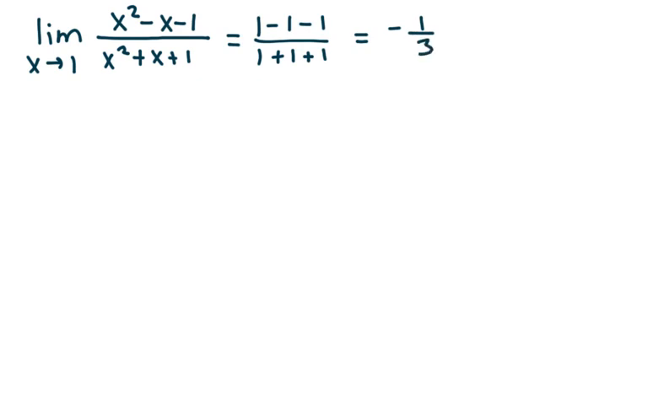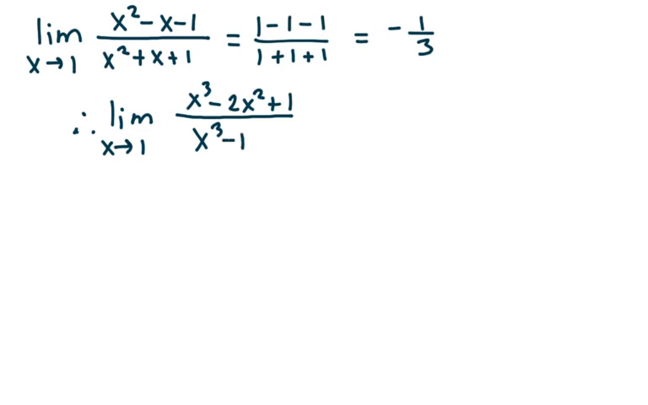And so therefore, the limit as x goes to 1 of x cubed minus 2x squared plus 1 divided by x cubed minus 1 is negative 1/3. And that's example 3. Let's take a look at example 4.